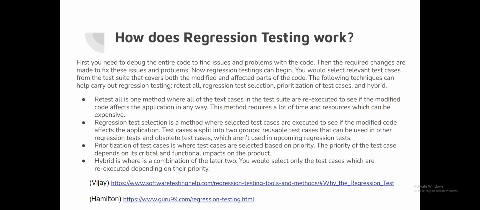How does regression testing work? So first you'd have to debug the entire code just to find the issues and problems within the code. And once the required changes are made to fix those issues, then you can begin regression testing. You would select relevant test cases from the test suite that covers both the modified and affected parts of the code. The following techniques can help carry out regression testing.